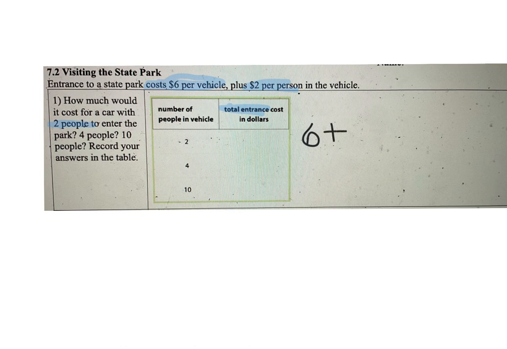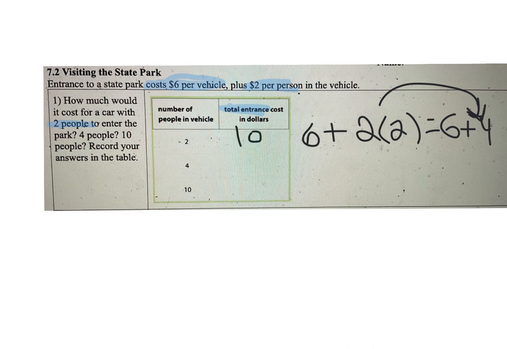Now you have $2 per person, so they're going to charge you $2. How many people is it? It's 2 people, so that's $2 times 2 people. That's going to be 6 plus 2 times 2 is 4. And 6 plus 4 is going to give you your total of $10. So I'm going to put $10 for the total entry cost.